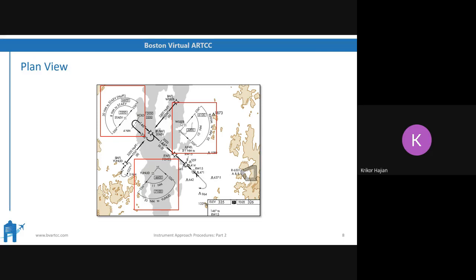And so you would descend to 11,000. You would stay at 11,000 until you're 30 miles from STAVE, at which point you could descend to 6,600 until you're 8 miles from STAVE, at which point you can descend to 3,200 until you reach STAVE and then complete the rest of the approach.